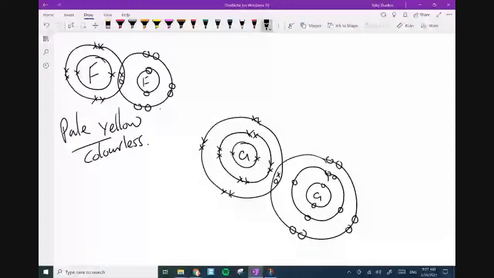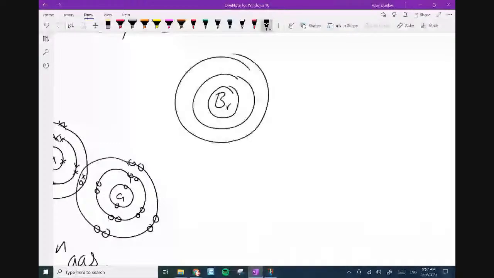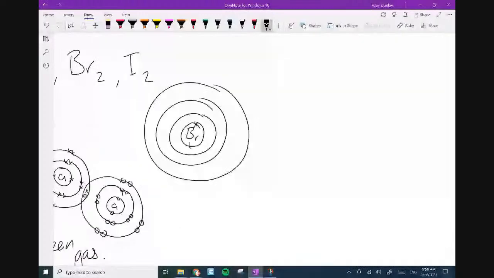Let's now look at bromine. First shell, second shell, third shell, fourth shell. Bromine's now absolutely massive. It's huge. I'm not going to go all the way with bromine. There's not really much point. But here's bromine.